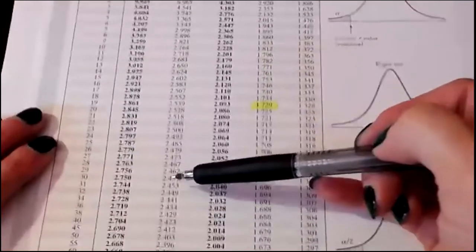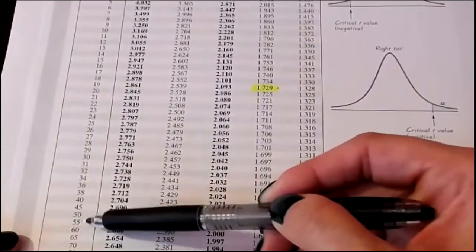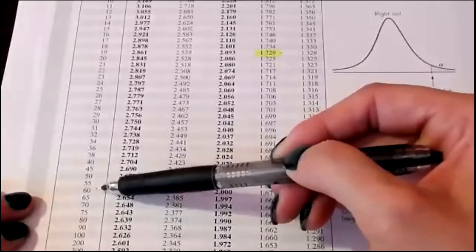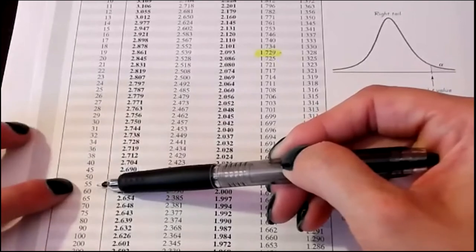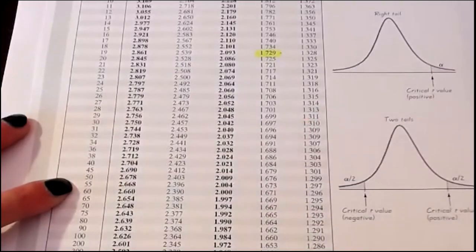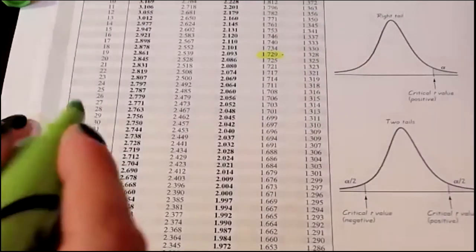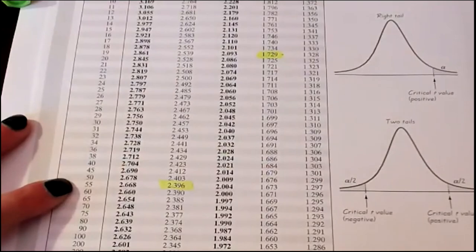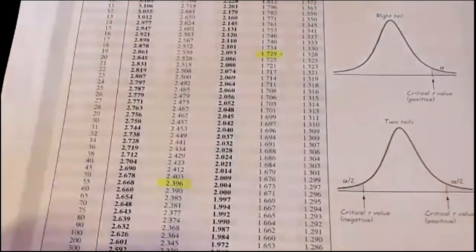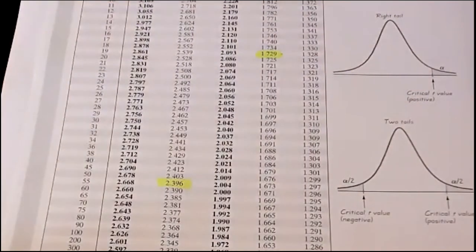Now, what we're going to do is follow this all the way till we see degrees of freedom 57. But we don't have that option. So we want to go to the closest one. That's going to be degrees of freedom 55. We're only 2 away from 55 versus 3 away from 60. So our critical value will be 2.396.